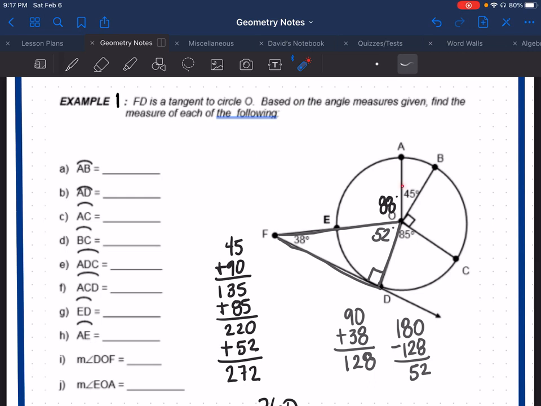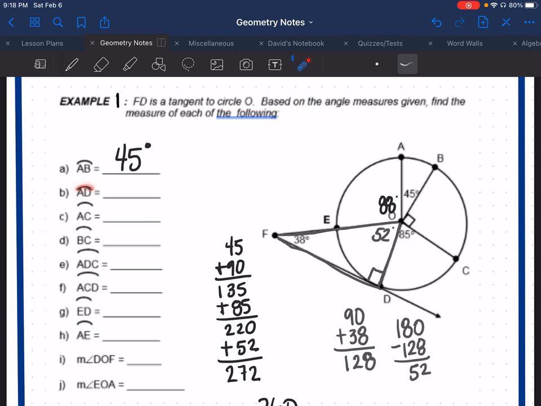Since this angle is 45, this arc is 45. Since this angle is 90 degrees, this arc is 90 degrees, and so on and so on. So let's go ahead and take a look. A wants me to find the arc AB. I just showed you that one. Now, B wants AD.